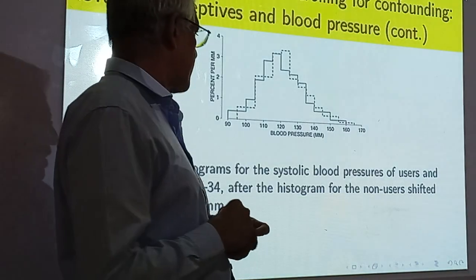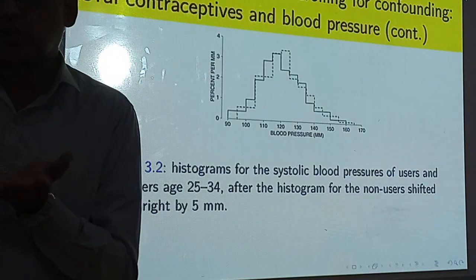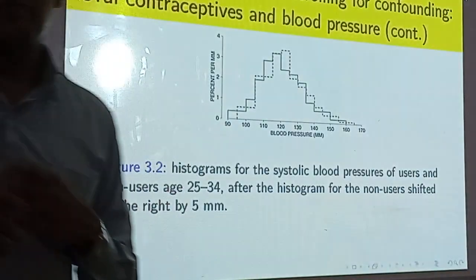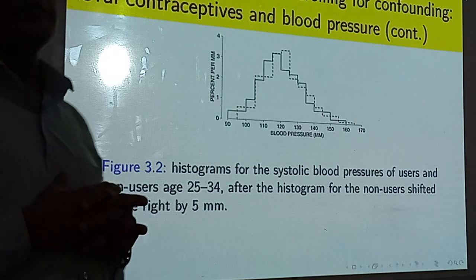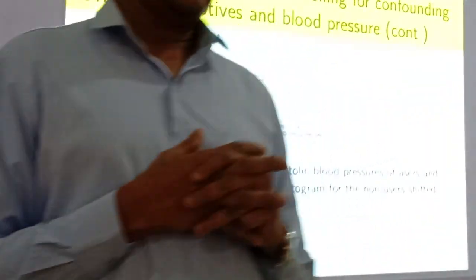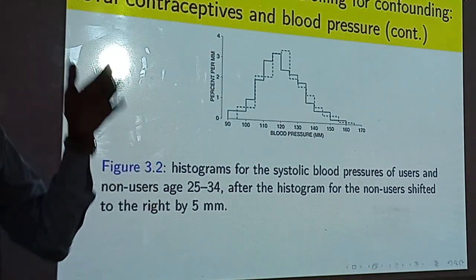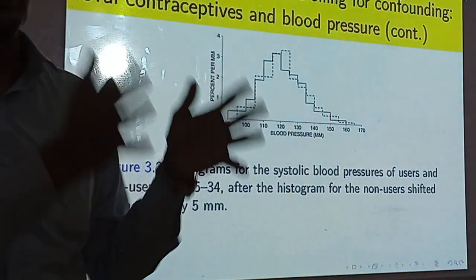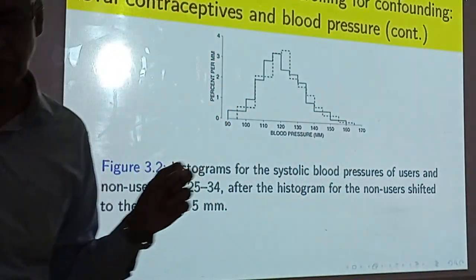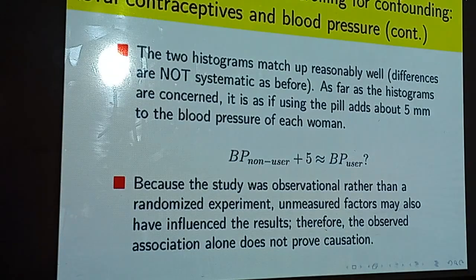So therefore, people decided that it's not actually a real causation decision, but it's more likely that the pill increases the blood pressure by about 5 millimeters. Right. So that means the blood pressure of non-users plus 5 is equal to the blood pressure of users, on average. Right? Not everybody is like that, but on average. So that was the conclusion they came to.